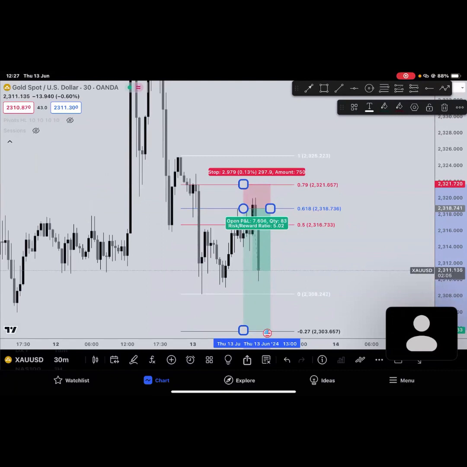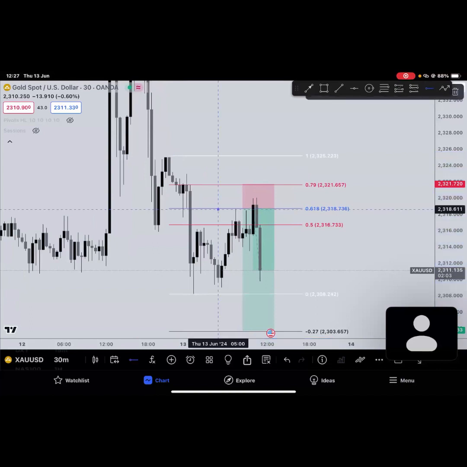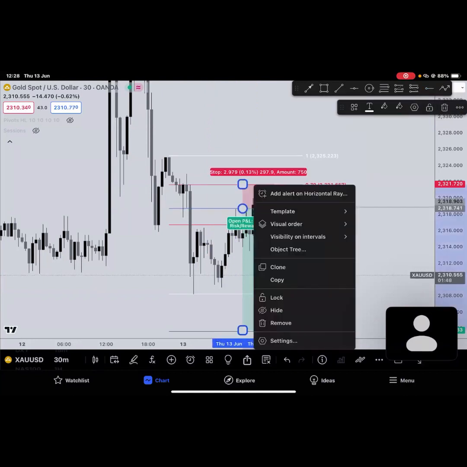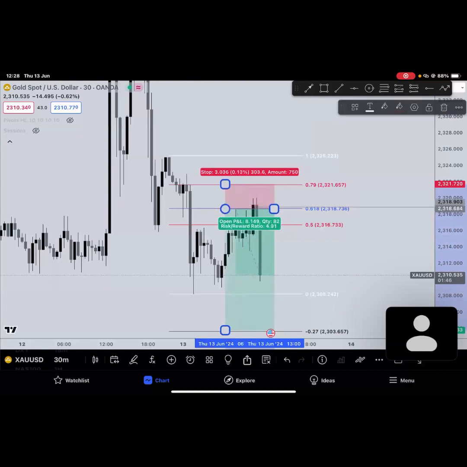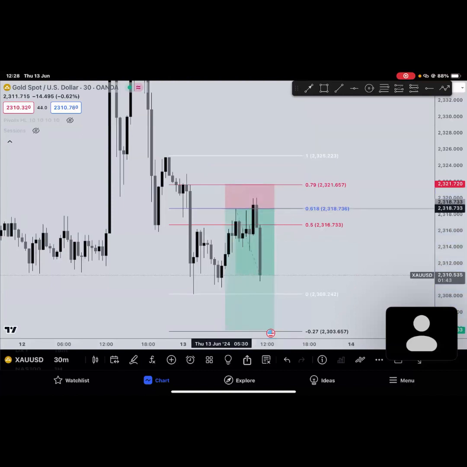You understand? So now our entry was here, 618. This is how I analyze. This is just my strategy. So price got to my entry level, which is 618. Enter. That's why I called out the trade. I sent it to my Telegram for you guys. You understand? So this was it. Entry here, then see price dropping.